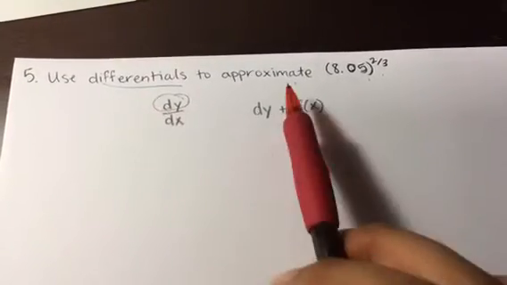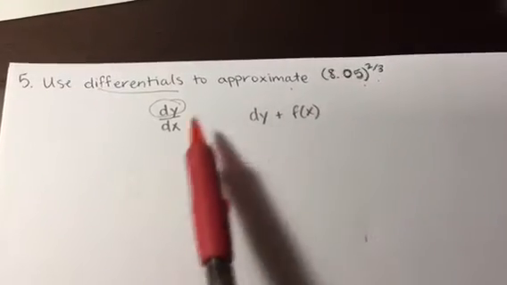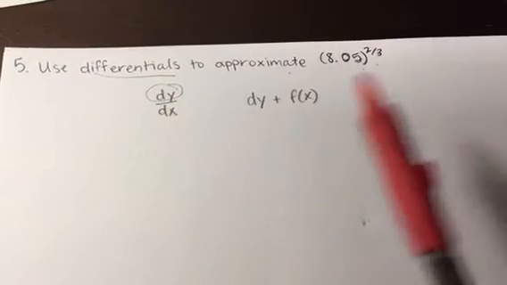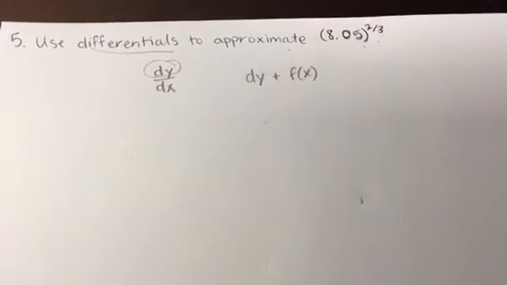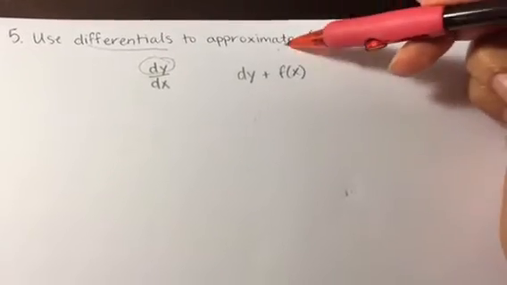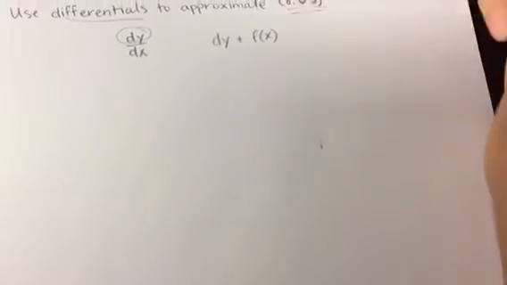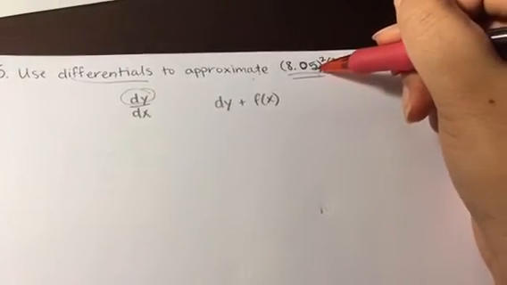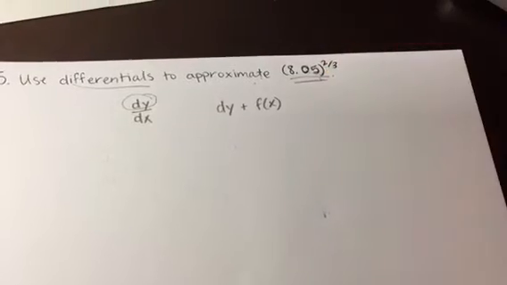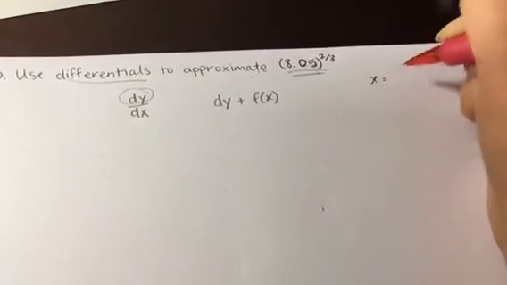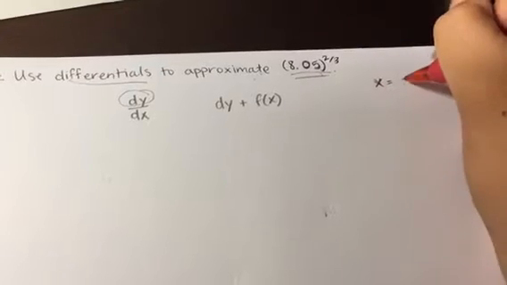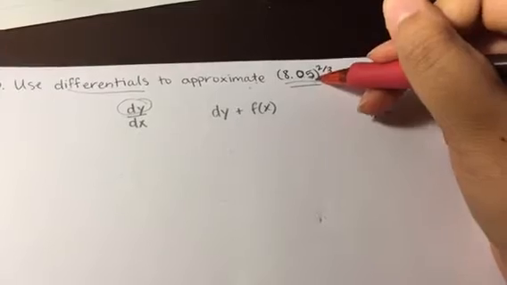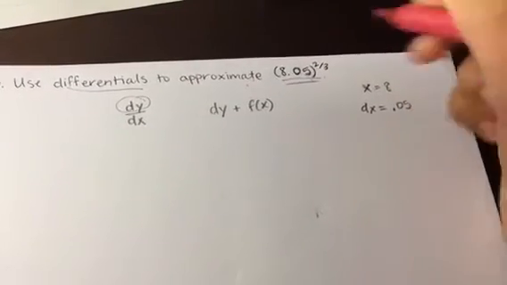When using differentials to approximate a value, we have two steps. We use dy over dx, and then later, once we found dy, we plug that into dy plus f of x. So originally, since we're approximating, we find the number closest to this amount and use that for x, since this is an approximation. So the number closest would be 8, and then the change from the actual number is 0.05.